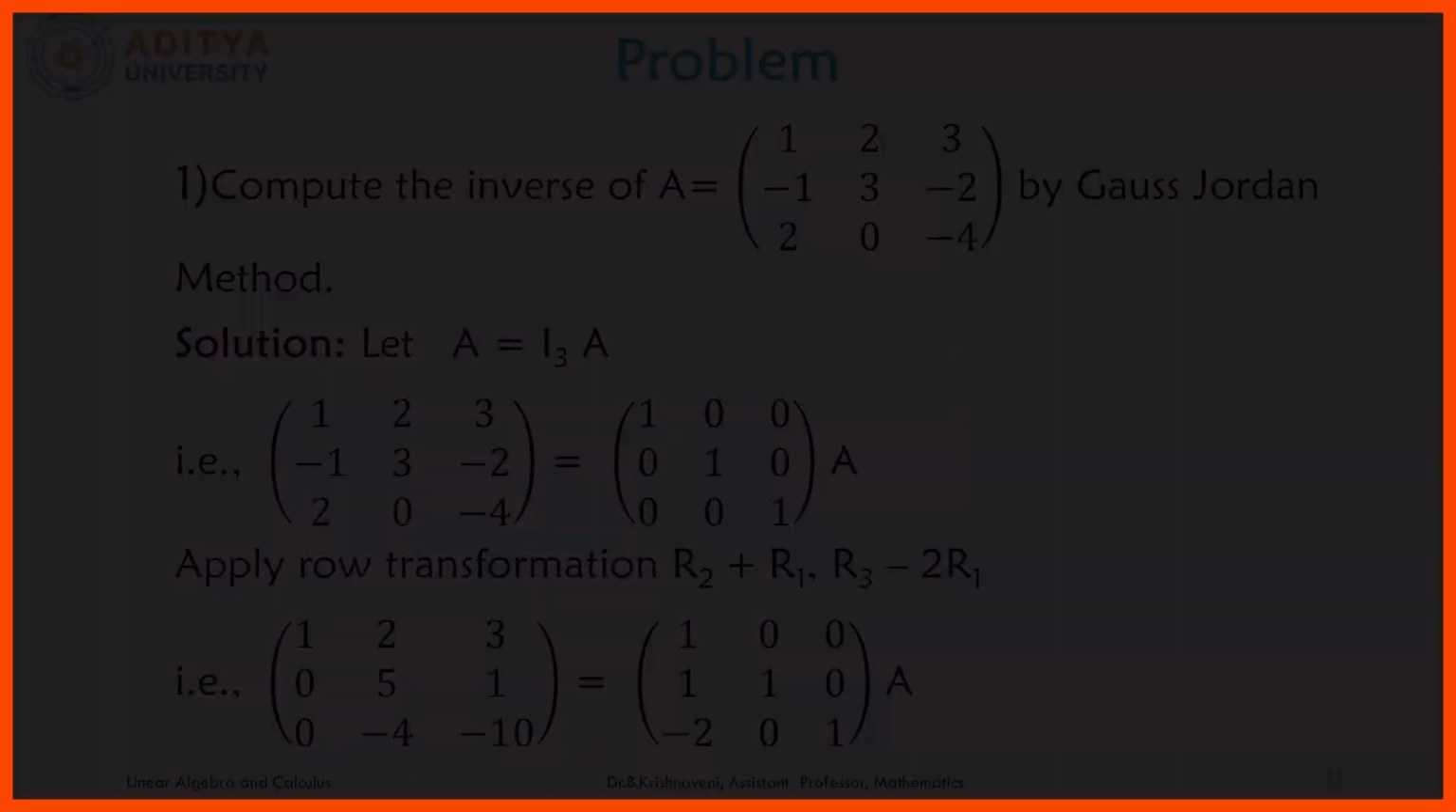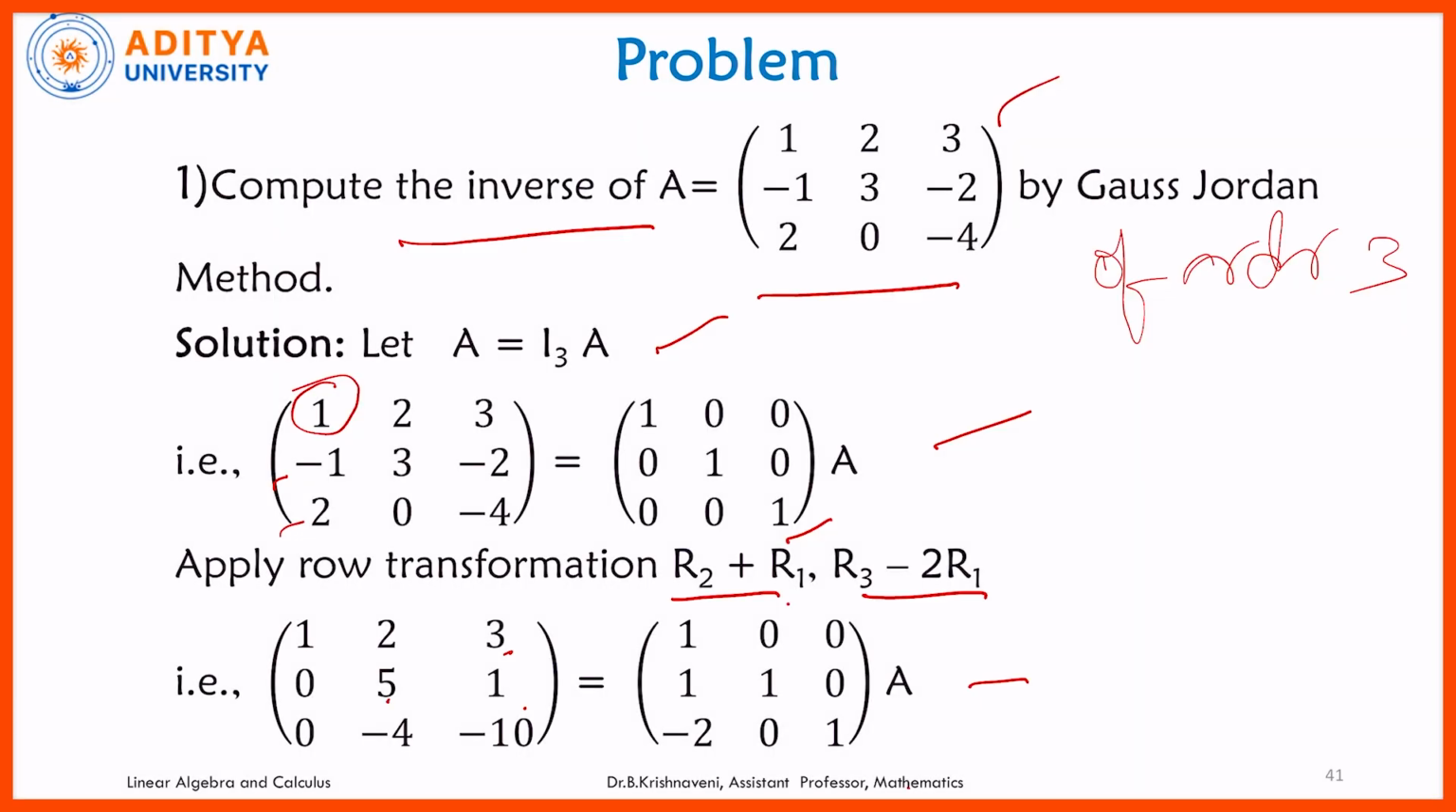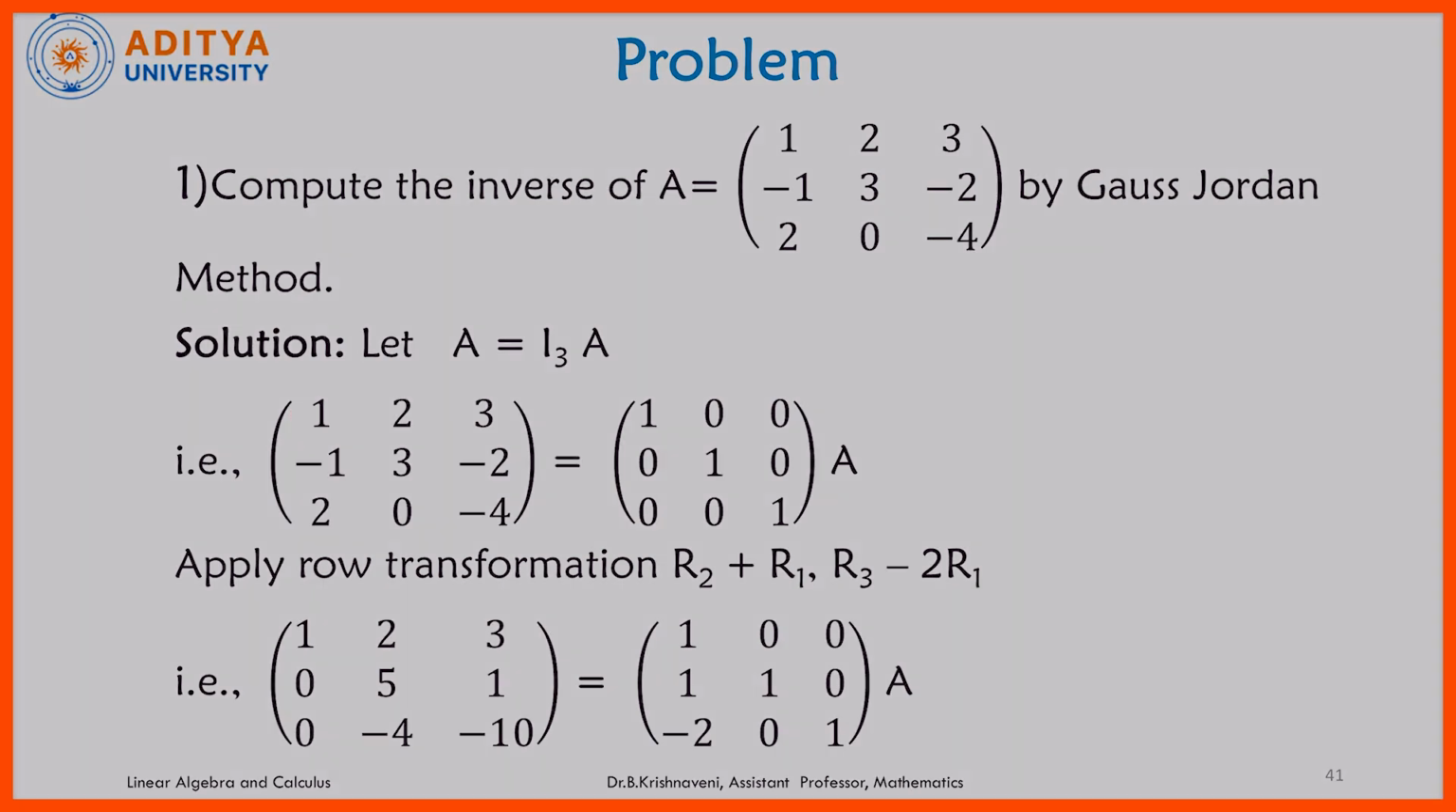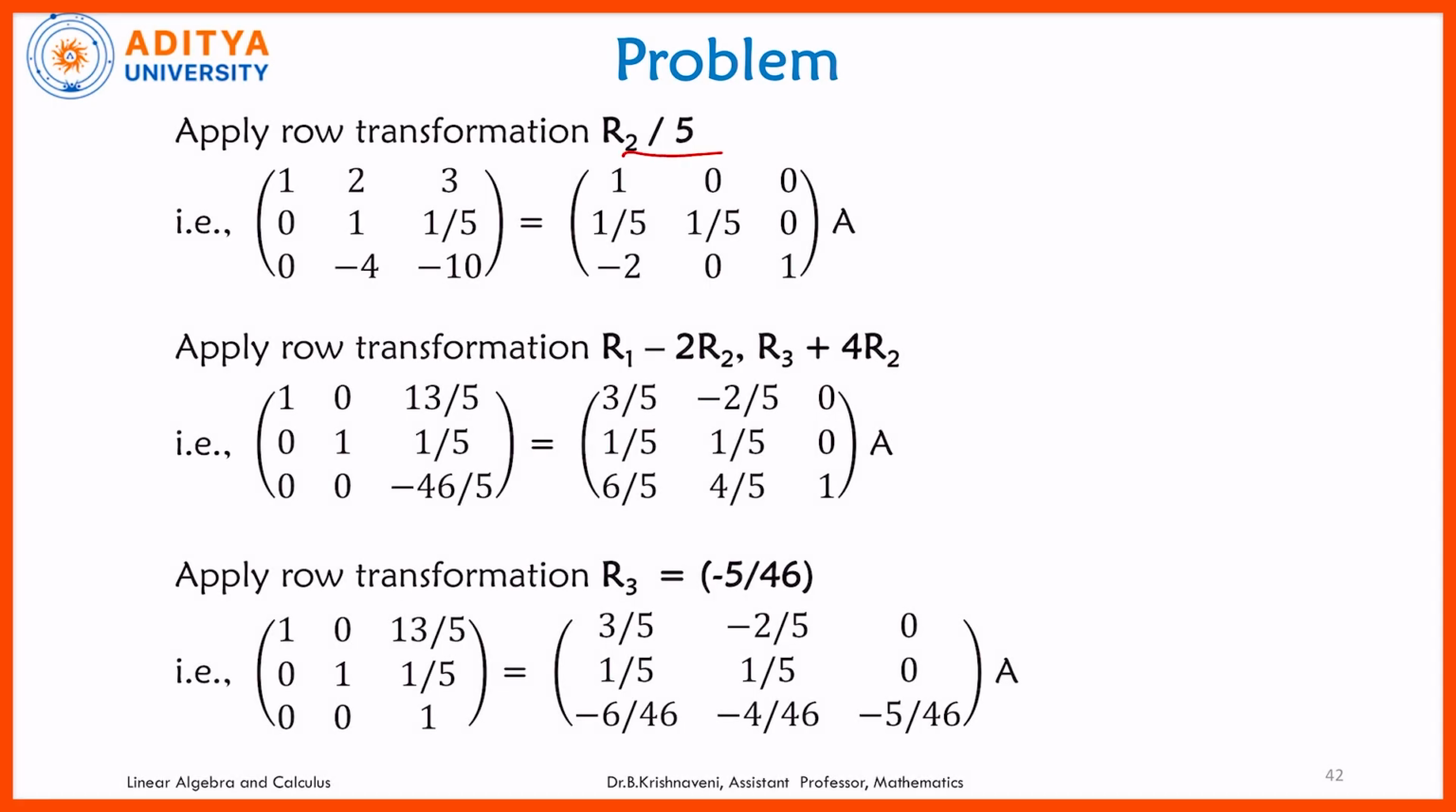So next, we need to fix this element. But if you make this element 1, then the simplification will be easy. For that sake, first I performed the row operation R2 by 5. So then the above equation becomes this way. There is no change in R1, R3, only R2: you have to do R2 by 5. Then R2 becomes 0, 1, 1 by 5, and similarly R2 in the RHS is 1 by 5, 1 by 5, 0.